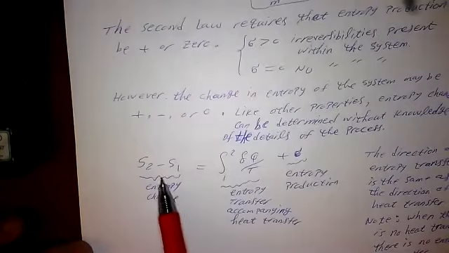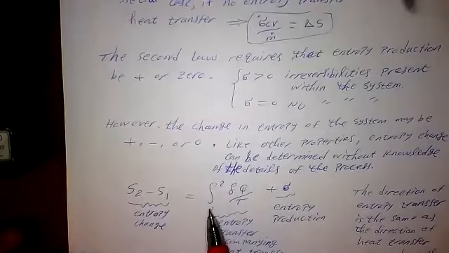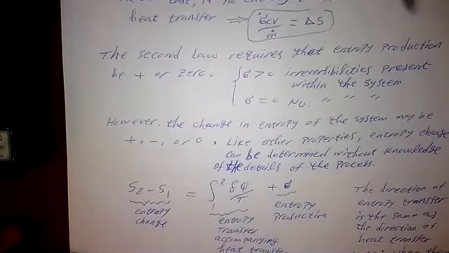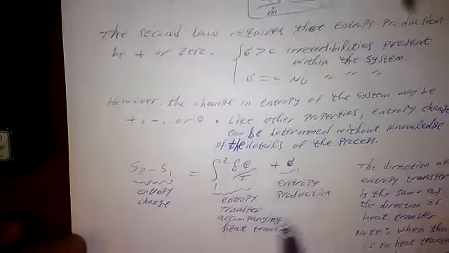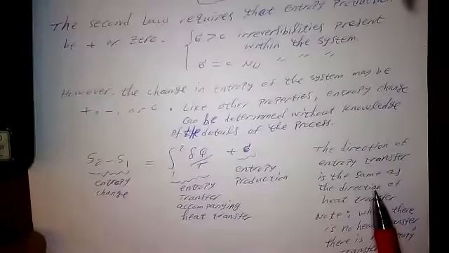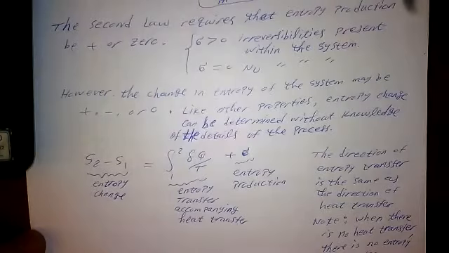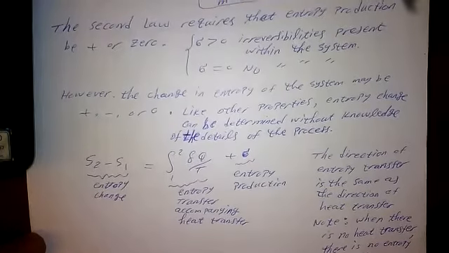That's the entropy change, S2 minus S1, equal to the entropy transfer accompanied by heat transfer, which is the integral of del Q over temperature. In some situations, this is zero, okay? Plus sigma, where sigma is the entropy production. The direction of entropy transfer is the same as the direction of heat transfer. Note that when there is no heat transfer, there is no entropy transfer, okay?